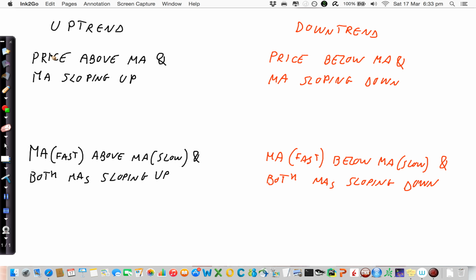Last thing I want to mention is, which one of these two shall we use? You can decide to use one or the other, or another thing that I suggest you try is to take the one that comes first. For example, if you're looking at an uptrend, you can look at the two moving averages, and also at the price when it's going above the moving average, and whatever comes first, you can take as a signal.